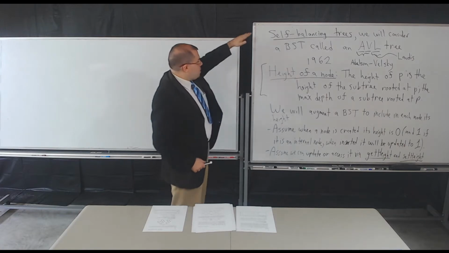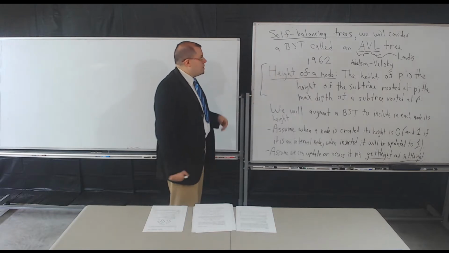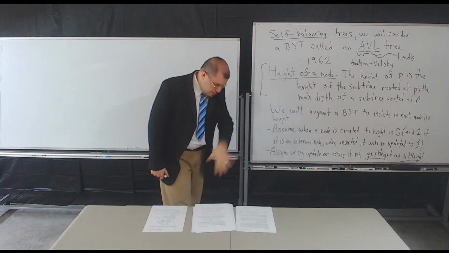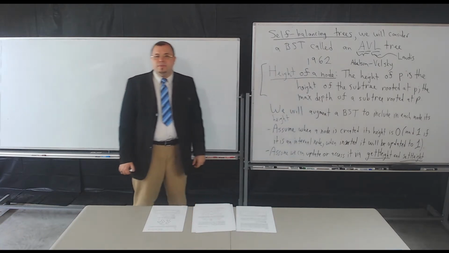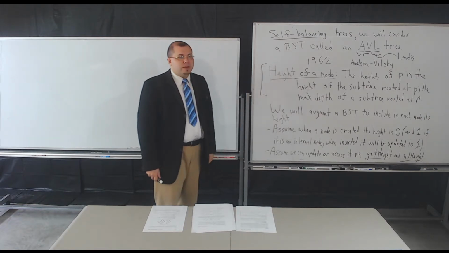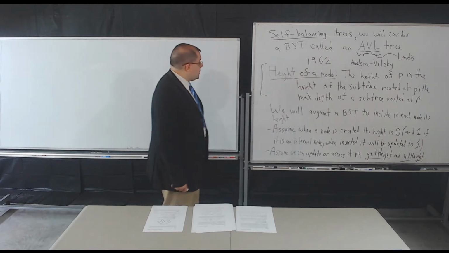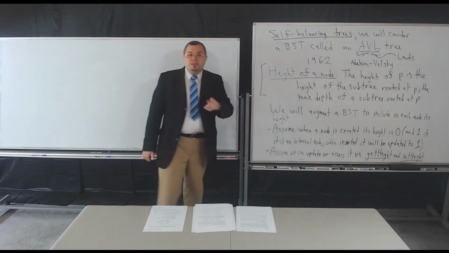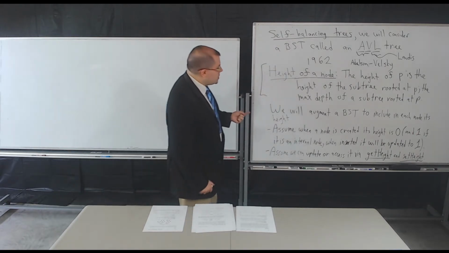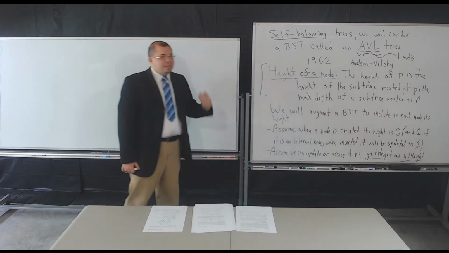So I'm just going to remind you where we were last day. I defined what the height of a node is, and it's very simple. I give you a node P. I imagine its subtree. Remember, that's P and all the descendants after it, including the leaves. And I simply ask, what's the height of that subtree? Remember, that's the maximum depth of the subtree rooted at P. So what we're going to do is augment our data structure, our binary search tree, to include an attribute that is going to be the height of the node. This is going to be the literal height.